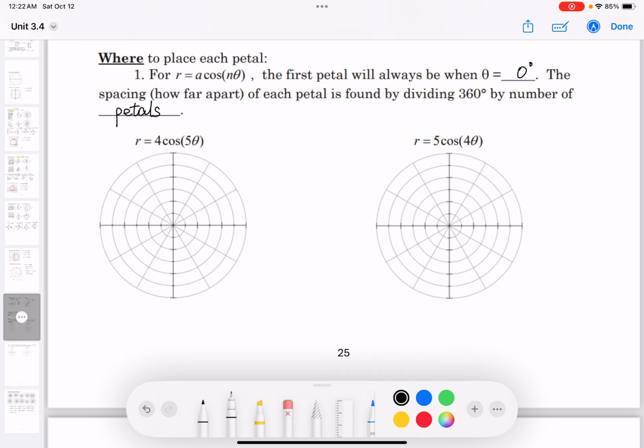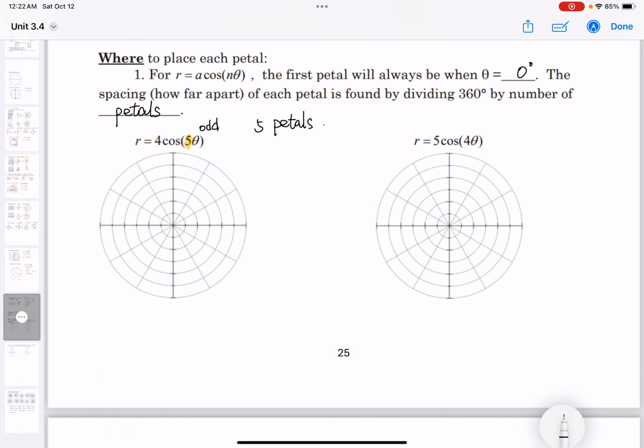Okay, let's see the first one. How many petals are we going to have? It all depends on n. n is an odd number because 5 is odd. r is equal to 4 times cosine 5 theta. 5 is an odd number, that means we are going to have 5 petals. A 5-petal flower. We're using 360 degrees divided by 5. So that is the spacing. It is 72 degrees.